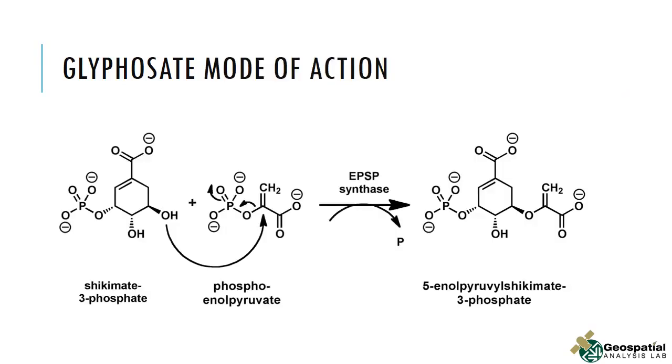Glyphosate is a broad-spectrum post-emergence herbicide. It functions by inhibiting the shikimic acid pathway, preventing the synthesis of essential amino acids.